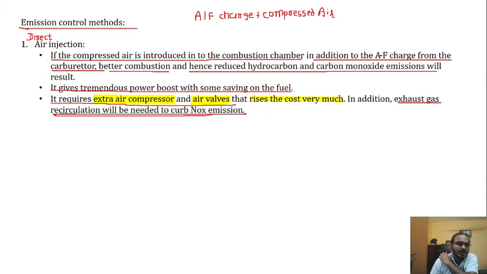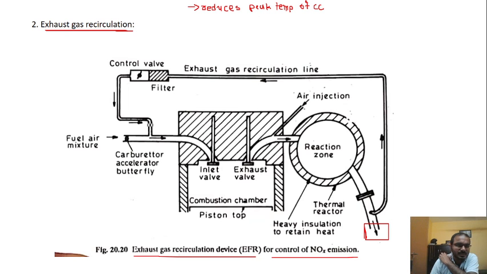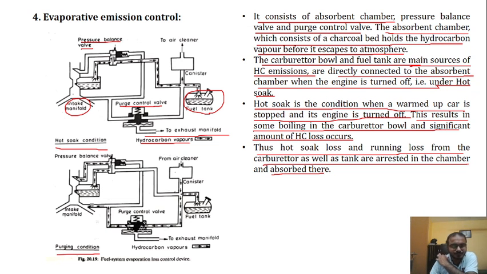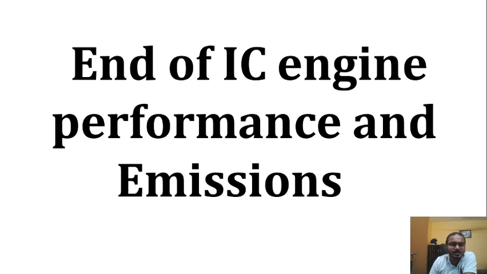First is direct air injection, second is exhaust gas recirculation, third is catalytic converter, and fourth one is evaporative emission control. So that is the end of IC engine performance and emissions, and this is also the end of this subject.